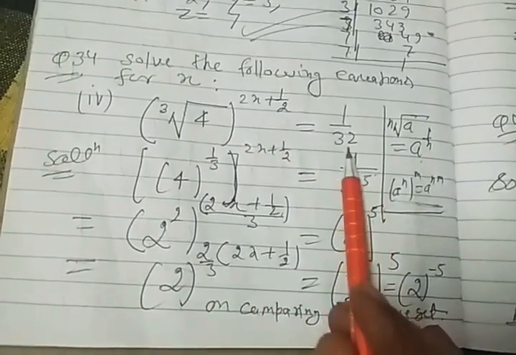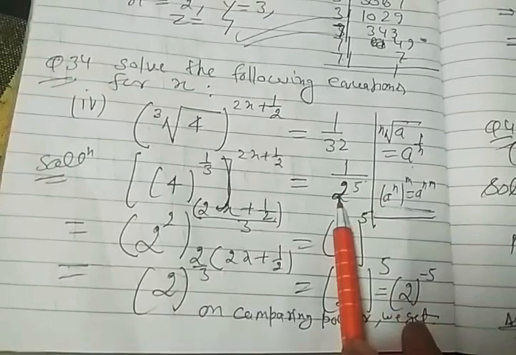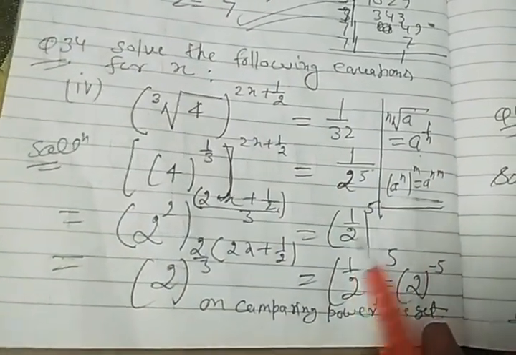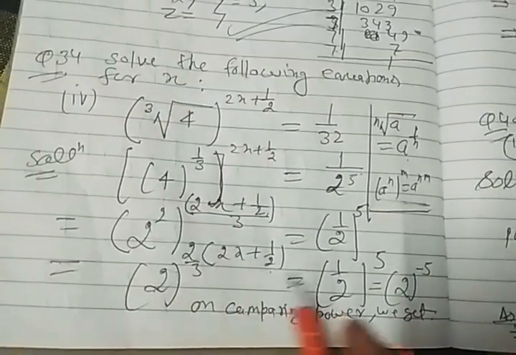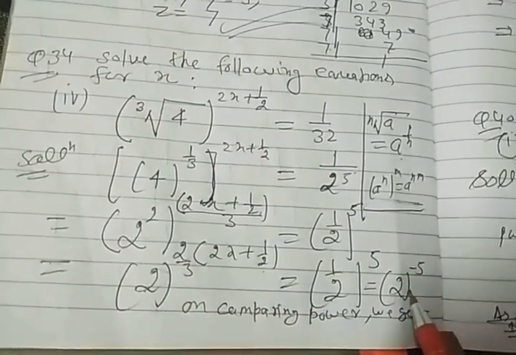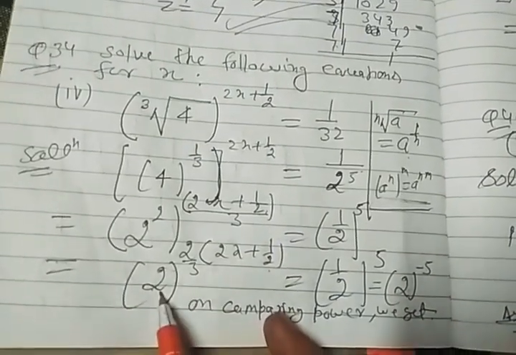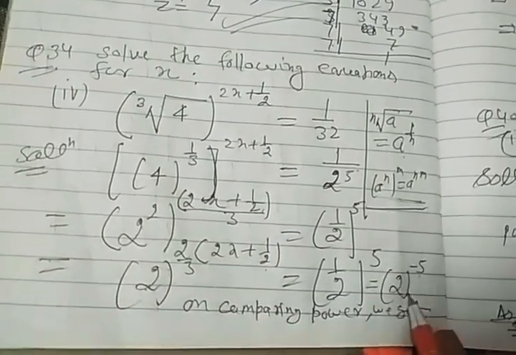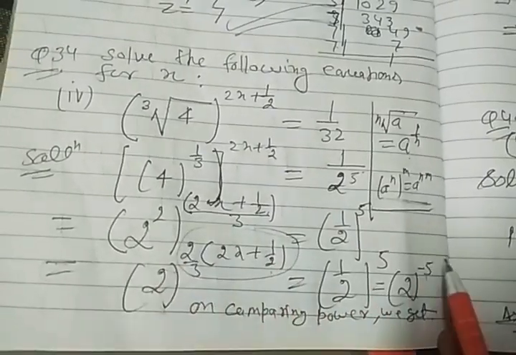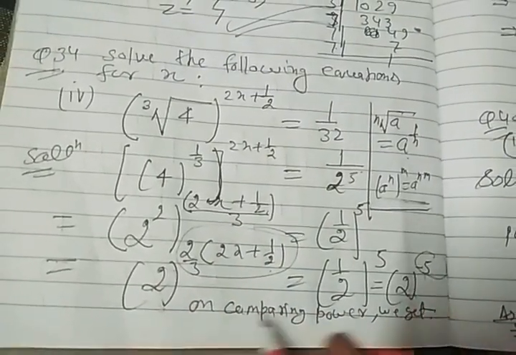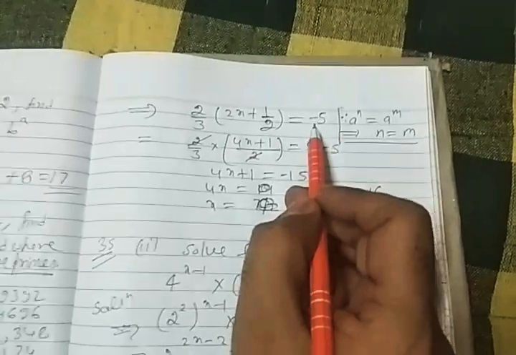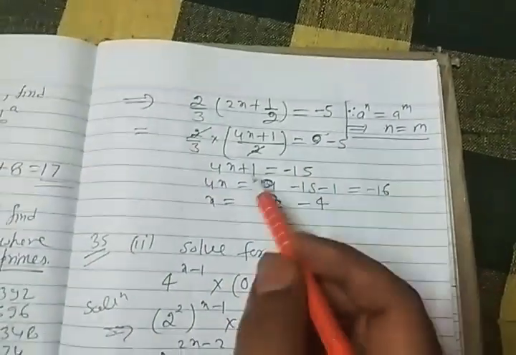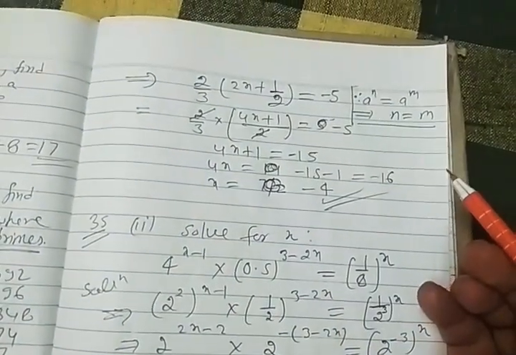Now here you see on the right hand side, 1 upon 32 means 1 upon 2 raised to power 5, 1 upon 2 whole power 5. Now here is 2 whole power 2 upon 3 times (2x plus 1) by 2, but here it is 1 upon 2, so taking the reciprocal, 2 raised to power minus 5. Since bases are same, on comparing we get the powers will be same. On comparing we get 2 upon 3 within bracket (2x plus 1) by 2 equal to minus 5. After solving we get x equal to minus 4.